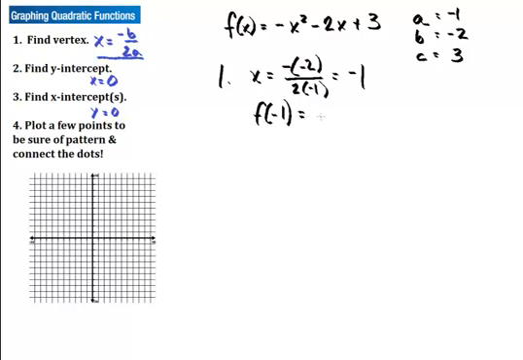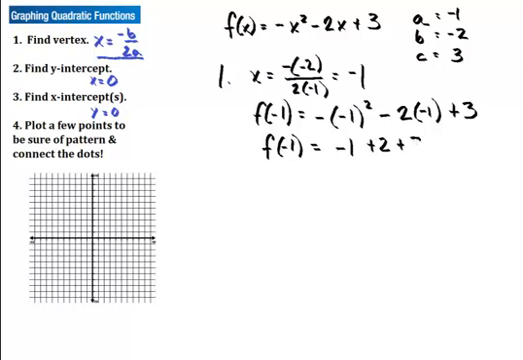So that would be negative a -1 squared, minus 2 times -1 plus 3. f of -1 is then going to be -1 plus 2 plus 3. So I get that this thing happens at 4. So our vertex is at the point -1, 4.